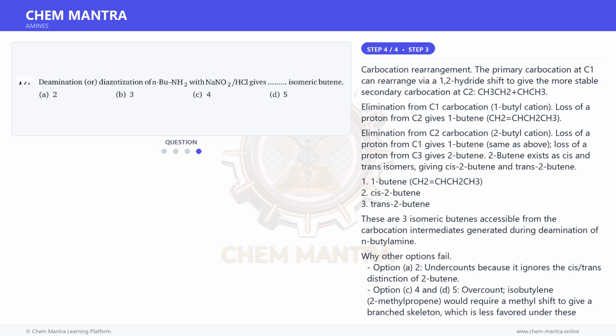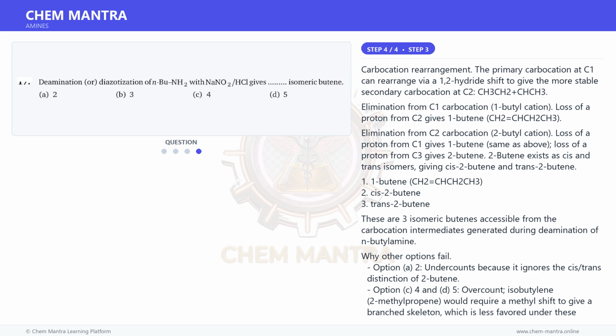Loss of a proton from C2 gives 1-butene, CH2=CHCH2CH3. Elimination from C2 carbocation, 2-butyl cation. Loss of a proton from C1 gives 1-butene, same as above. Loss of a proton from C3 gives 2-butene. 2-butene exists as cis and trans isomers, giving cis-2-butene and trans-2-butene.